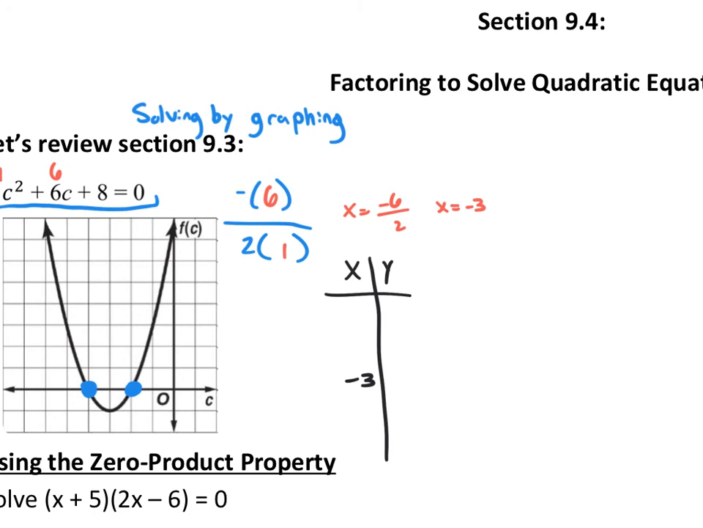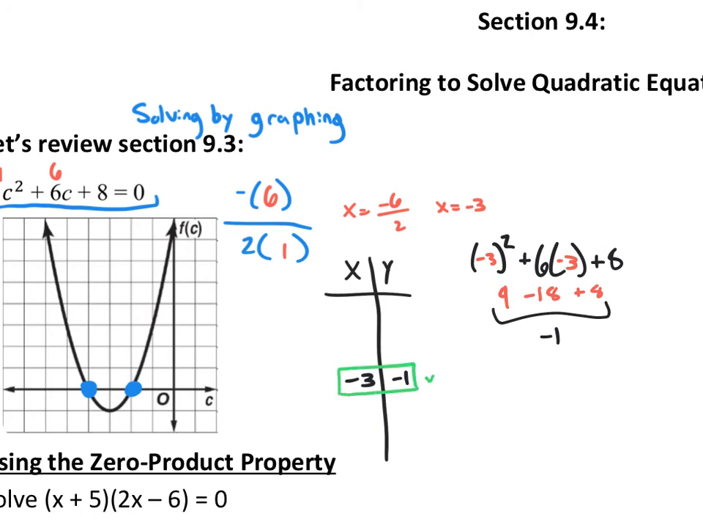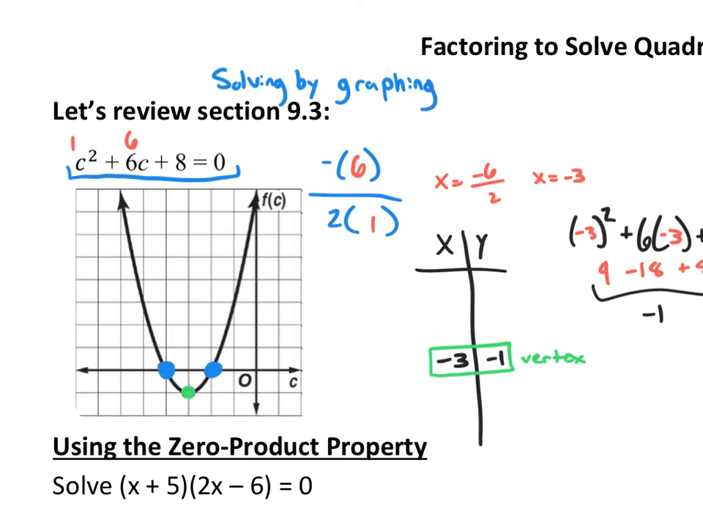We would have gone back to the original equation, and we would have plugged in the negative 3 to get a 9 minus 18 plus 8. All of this put together is a negative 1. And this would have been our vertex. Right, and you can see that matches with the picture.